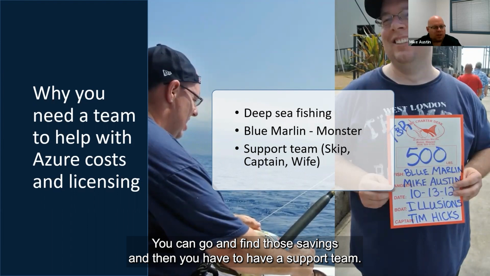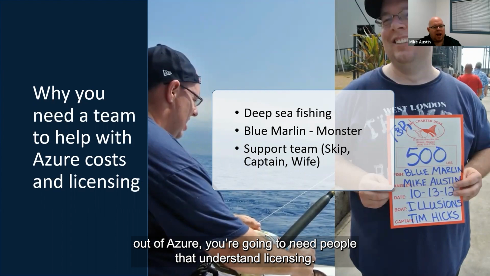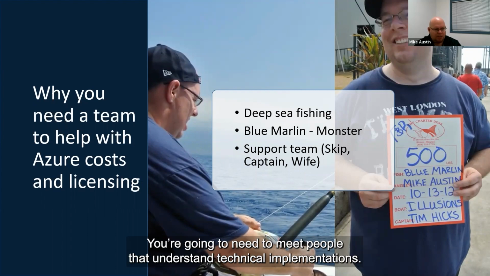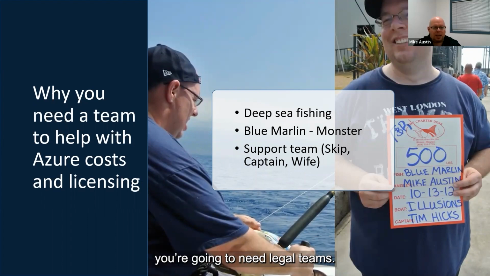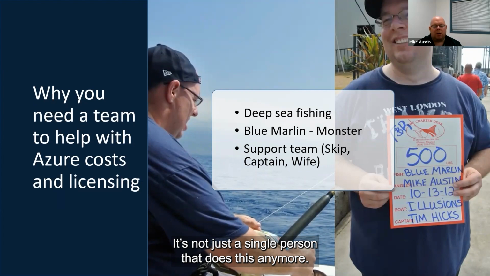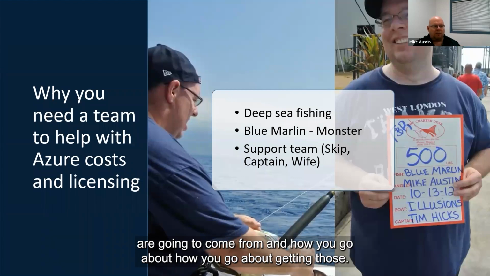And then you have to have a support team. Anything that you do, if you're trying to drive cost out of Azure, you're going to need people that understand licensing. You're going to need people that understand technical implementations. You're going to need finance people. You're going to need procurement people. You're going to need legal teams. It's not just a single person that does this anymore. You need a team in order to effectively go out and figure out where the cost savings are going to come from and how you go about getting those.